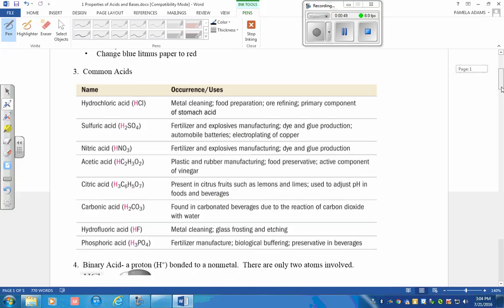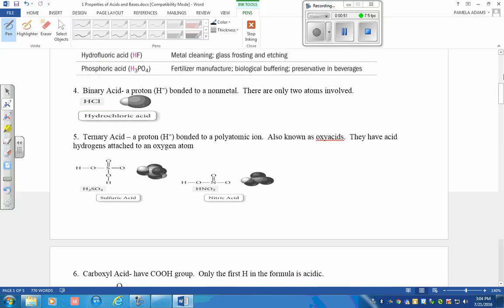Okay, some things for you to read. Here's a term I would like you to know. A binary acid contains two types of atoms. So hydrochloric acid is binary. There's a hydrogen and a chlorine. Hydrosulfuric acid is binary also. It only has two types of atoms.